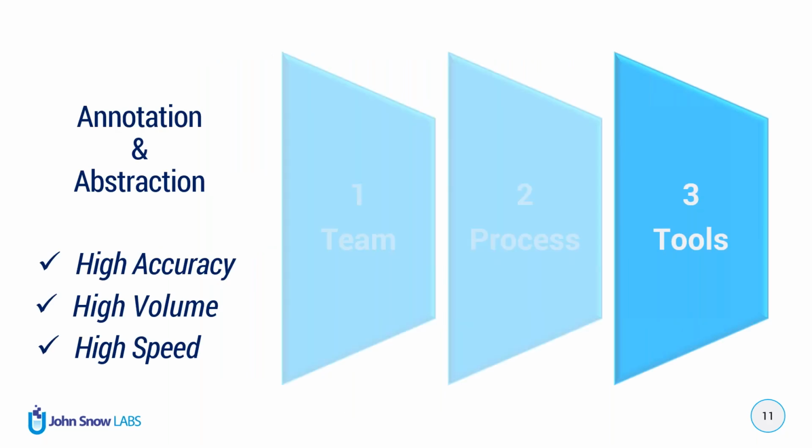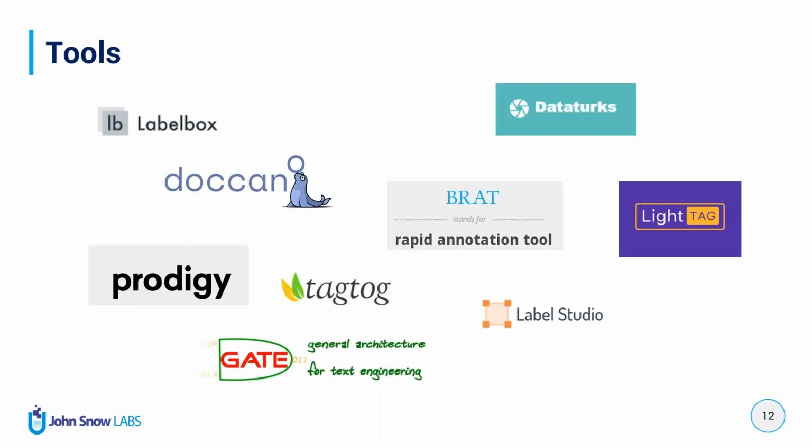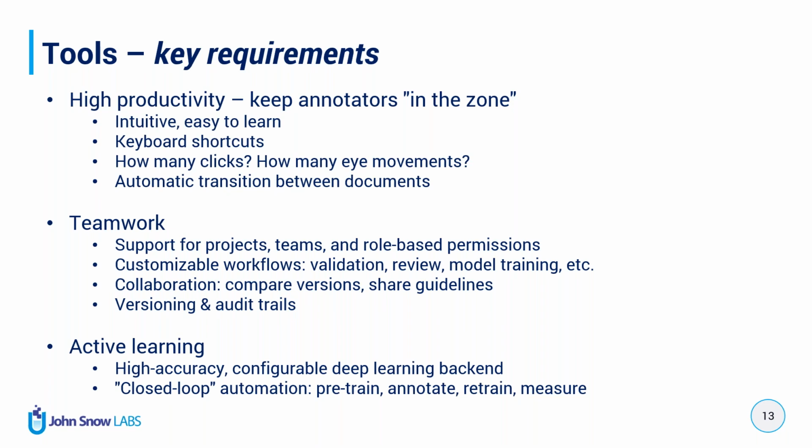Okay, so once we have the team of experts and a good process, then we need a tool for annotation. So there is a large number of tools available at this point. Some of them are proprietary, some of them are open source. We have used several tools so far, and we've decided to create our own, starting from an open source tool, which is Label Studio. But whatever tool you choose to work with for your annotation project, there are a couple of key requirements that you have to pay attention to.